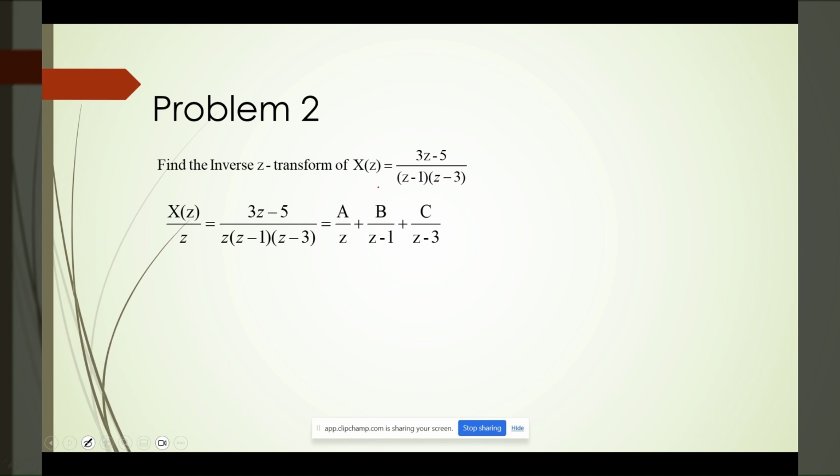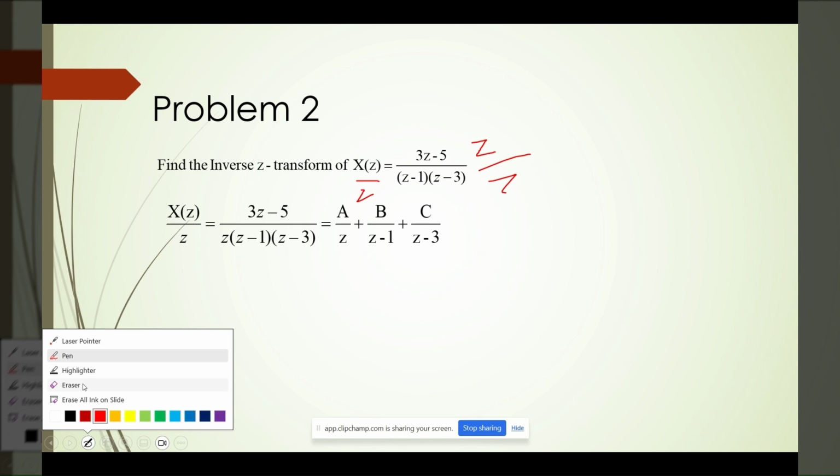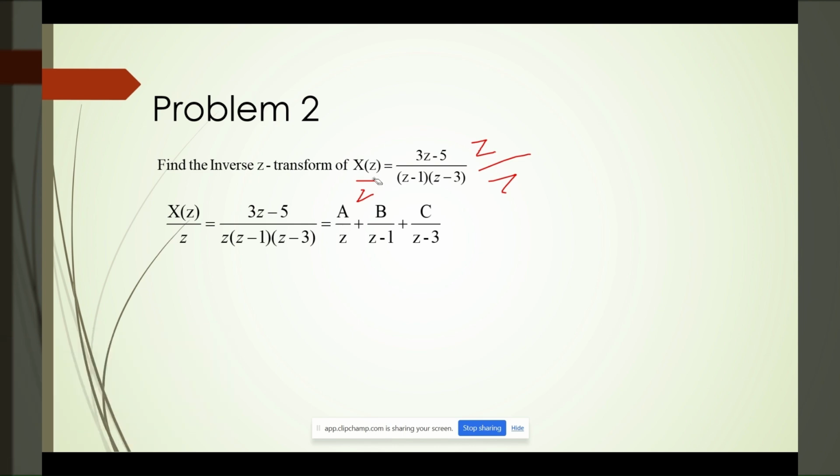Because to make it as x of z by z, I need z here, but there is no z in the question. So what I do is multiply and divide by z. Okay, got it? So once I do it, what will happen now? This numerator z will become x of z by z. This will become the third pole. Okay. Now we have to find the value of a, b, and c one by one.